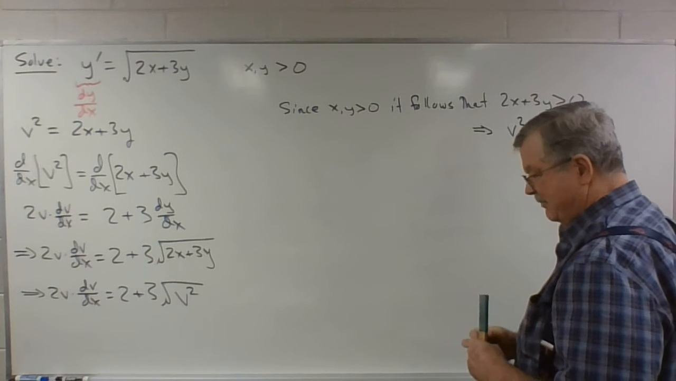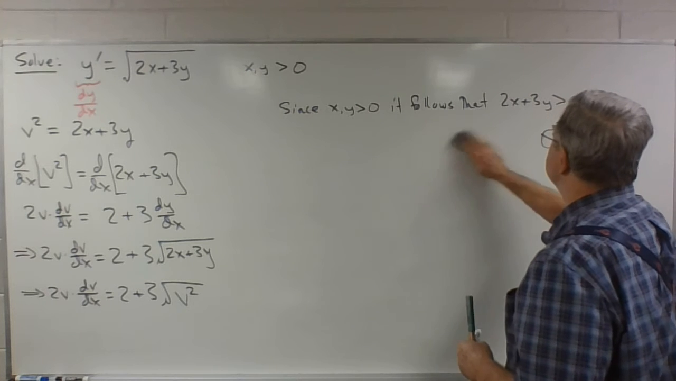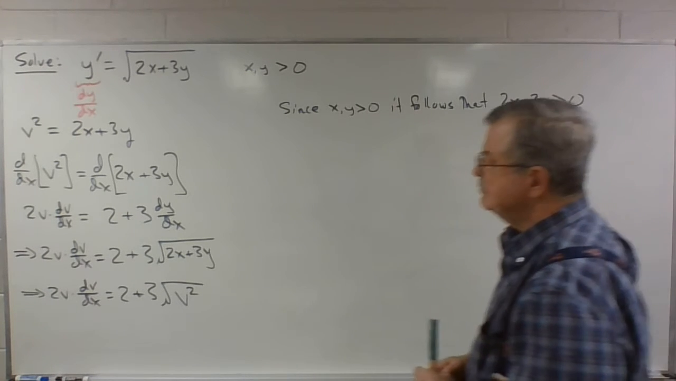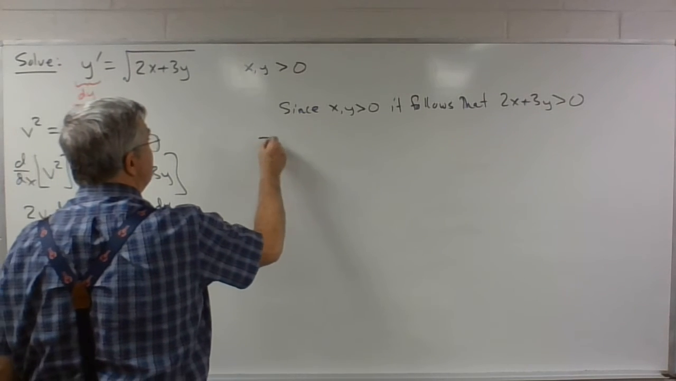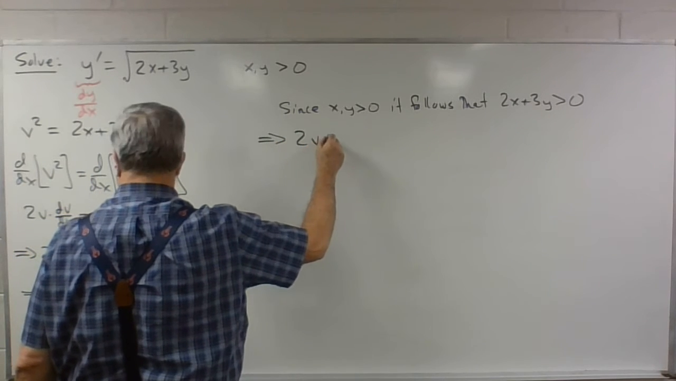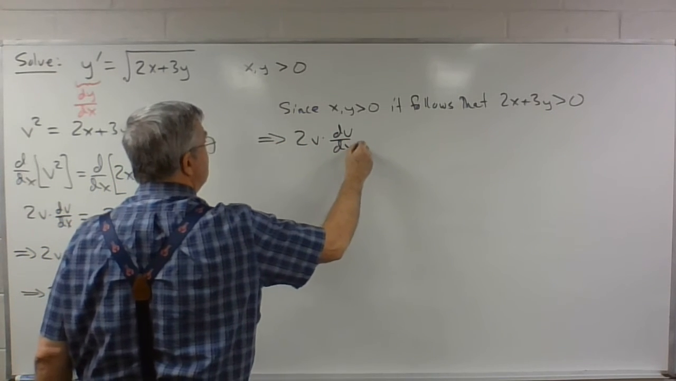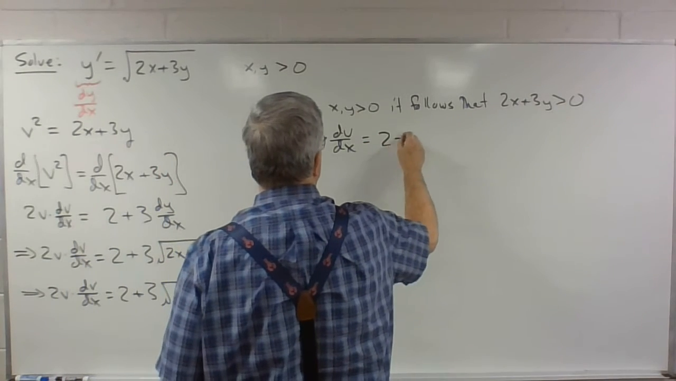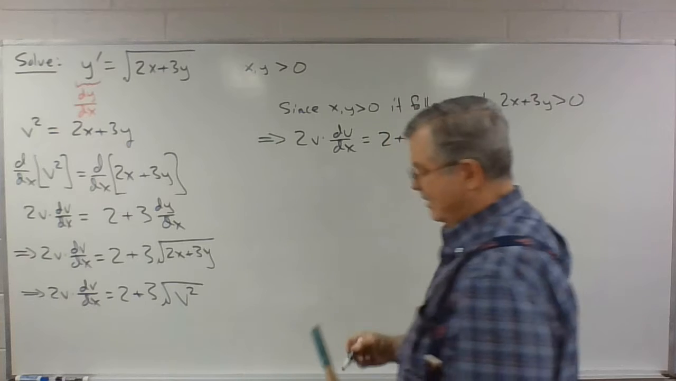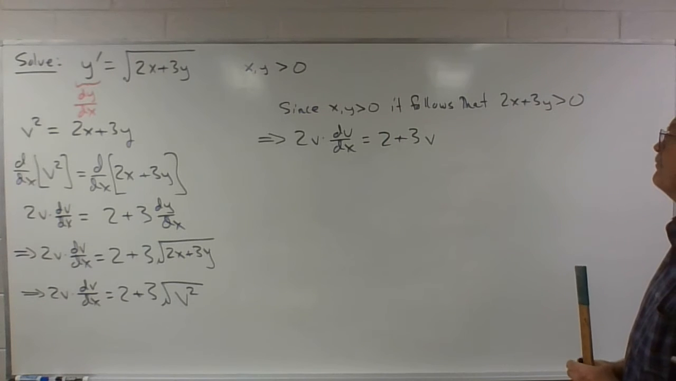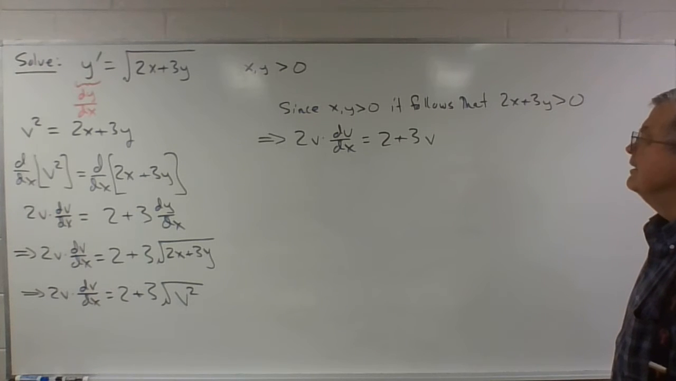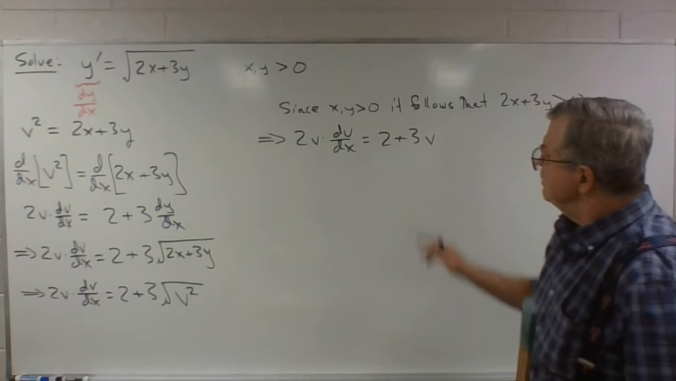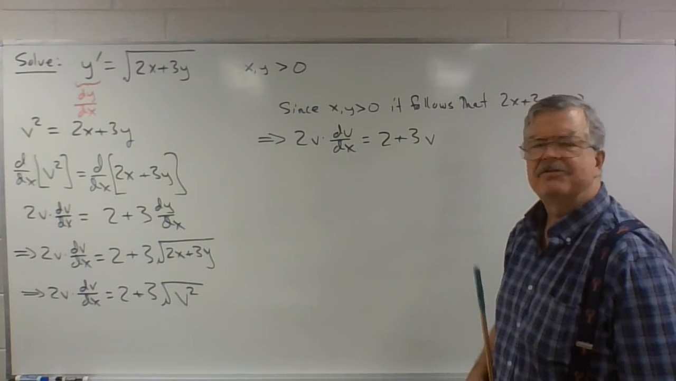Well, I'll tell you what. The square root of something positive is going to be positive. Square root of v squared is just v. Now, can I separate this thing? I think I can. Yeah. I can just divide both sides by 2 plus 3v.